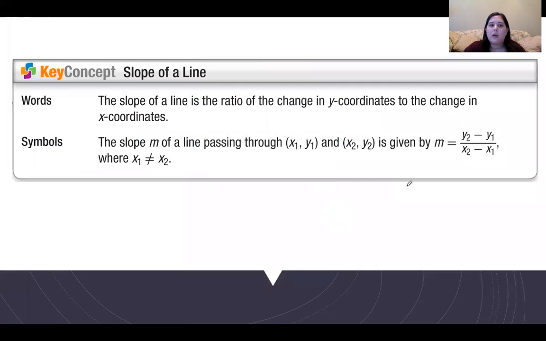All right, so the concept that we have today is the slope of a line. The slope of a line is a ratio of the change in the y coordinates to the change in the x coordinates. So the slope m of a line passing through (x1, y1) and (x2, y2) is given by the formula m equals y2 minus y1 all over x2 minus x1. And we cannot have the same value for our two x values.